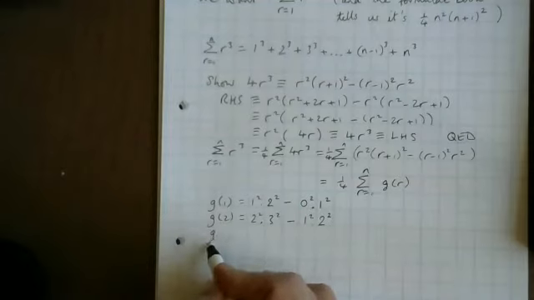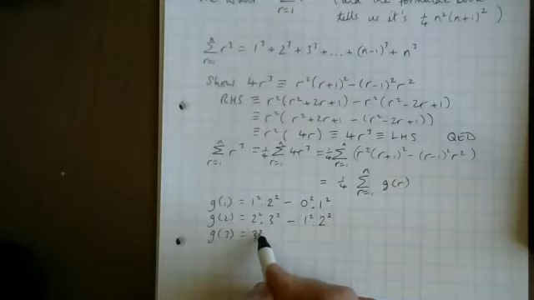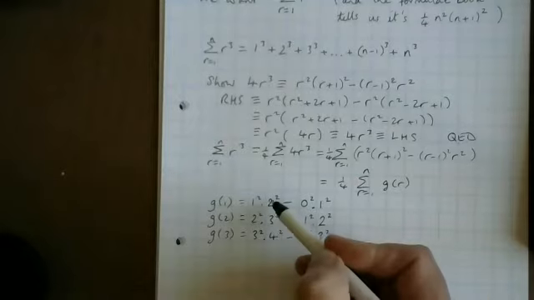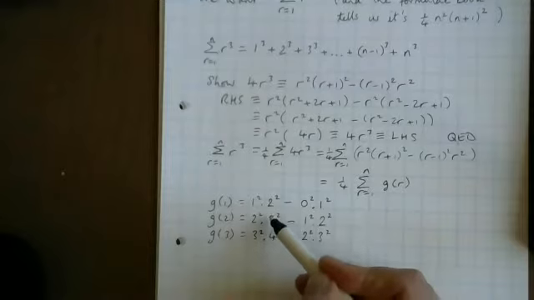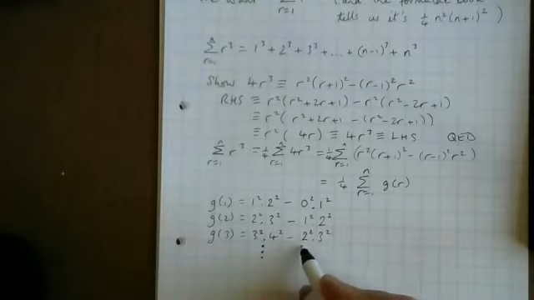G of 3 is 3 squared times 4 squared minus 2 squared times 3 squared. And notice, this one here and this one here cancel out. This one here cancel out. We do some downward ellipsis here, downward ellipsis here.